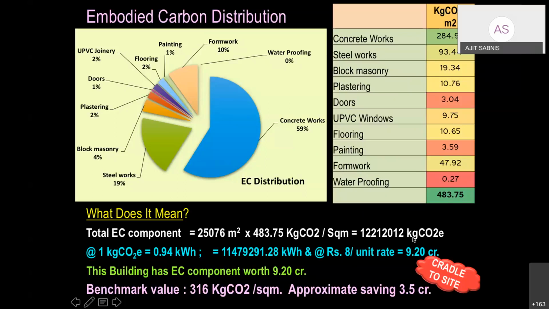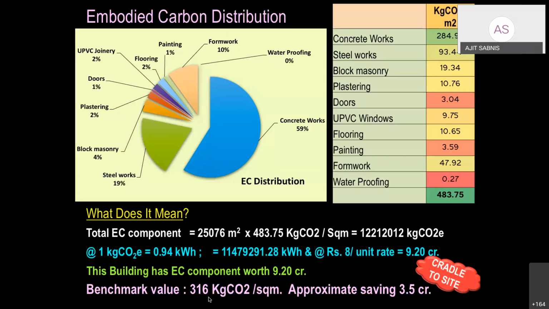That means we have an option, we have a flexibility, we have a possibility to bring down the embodied carbon value from 483.75 towards 316. It may not be possible for us to reduce 483 to 316, but we may aim for the sun but land up at least on the moon. So even if we are able to reduce or touch 400 kg CO2 per square meter, it is a considerable reduction in the carbon footprint.